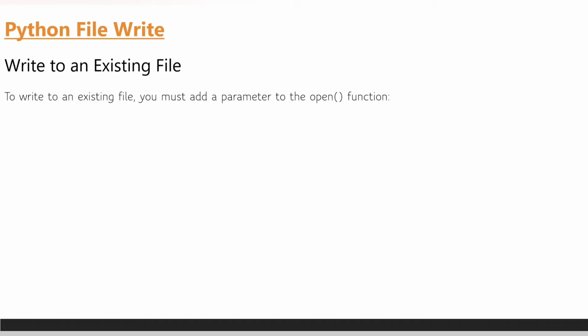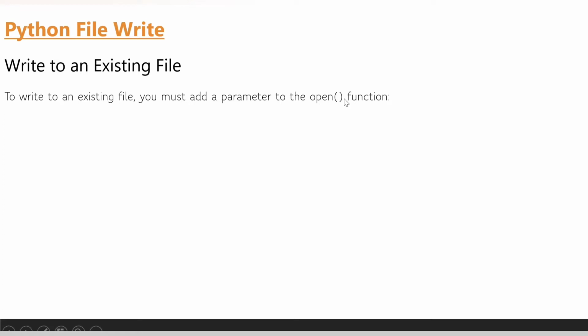So in this video we are going to learn about how to write to an existing file. In the previous video we learned how to open a file and how to read the content of a file. In this video we will see how to write to an existing file. To write to an existing file you must add a parameter to the open function.